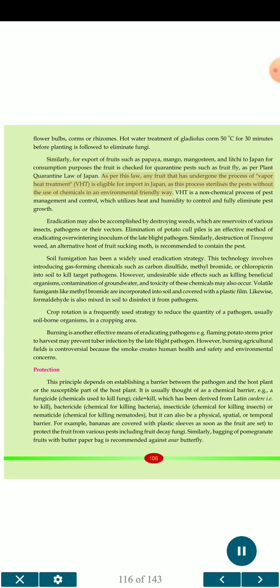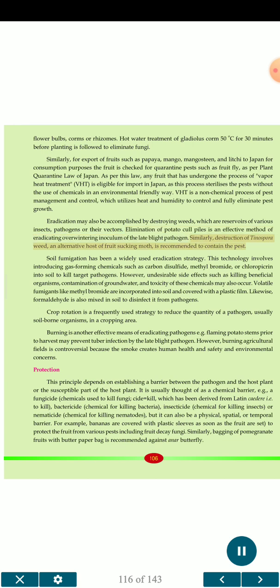As per this law, any fruit that has undergone the process of vapor heat treatment (VHT) is eligible for import in Japan, as this process sterilizes the pests without the use of chemicals in an environmental friendly way. VHT is a non-chemical process of pest management and control, which utilizes heat and humidity to control and fully eliminate pest growth. Eradication may also be accomplished by destroying weeds, which are reservoirs of various insects, pathogens or their vectors. Elimination of potato cull piles is an effective method of eradicating overwintering inoculum of the late blight pathogen.